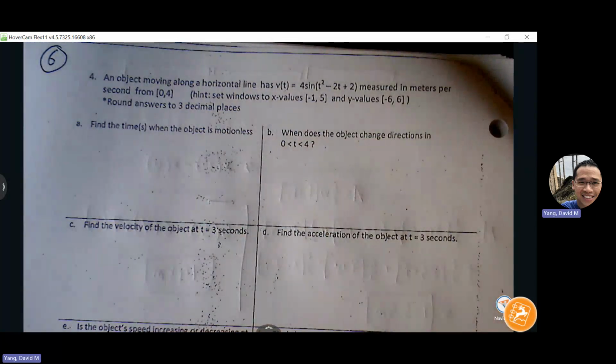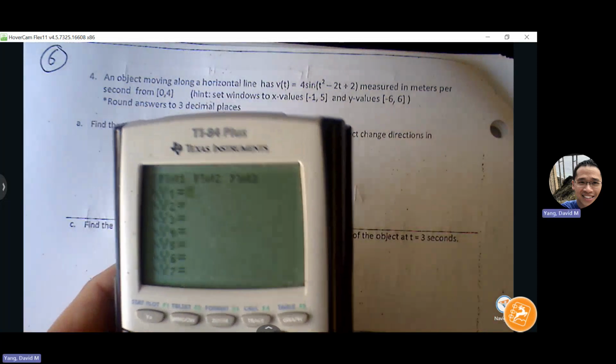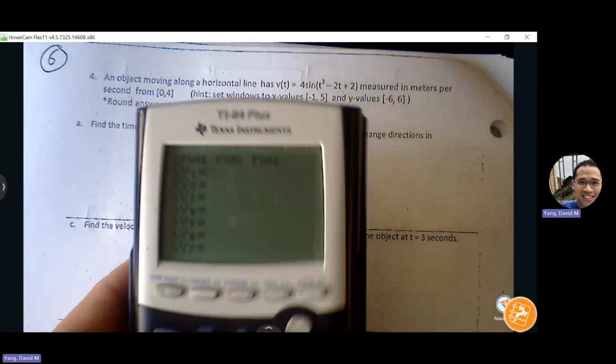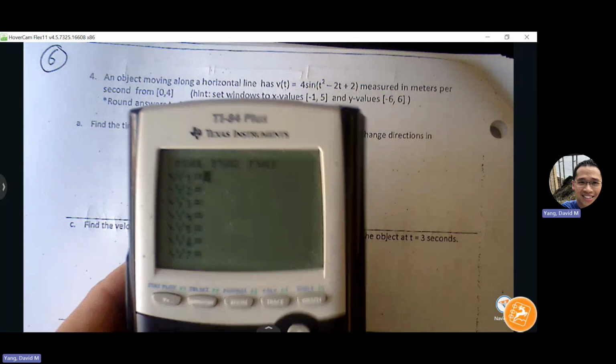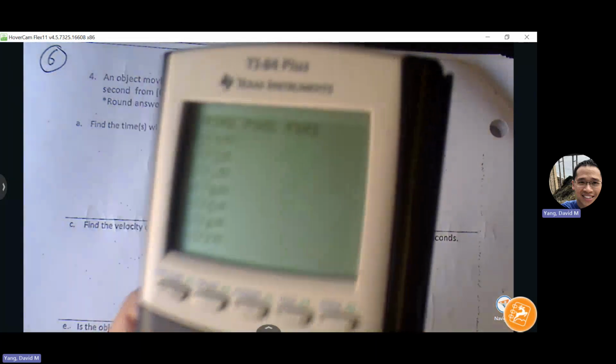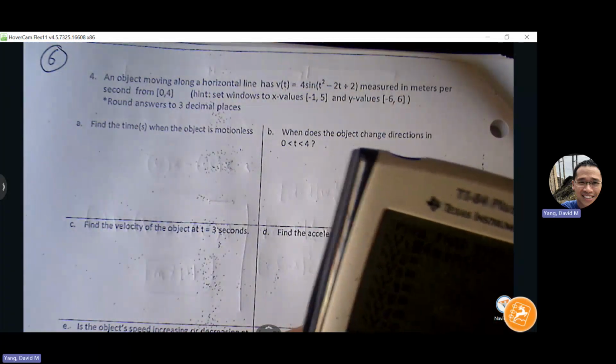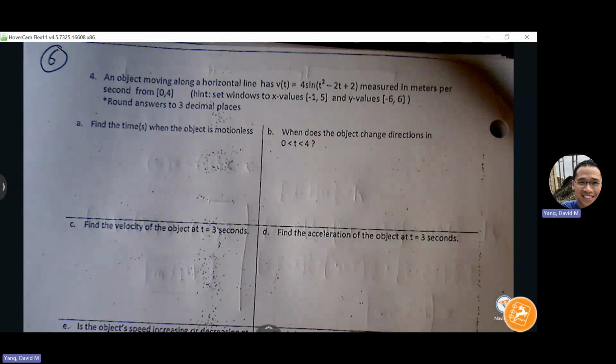Okay, so let's go to y equals in your calculator. Make sure your mode is in radian mode. Let's go ahead and type in your velocity function. Under y equals, you're going to type in 4 sine of, and always use the variable x, right? Don't try to match the variable in the problem. The calculator is always going to be in terms of x.